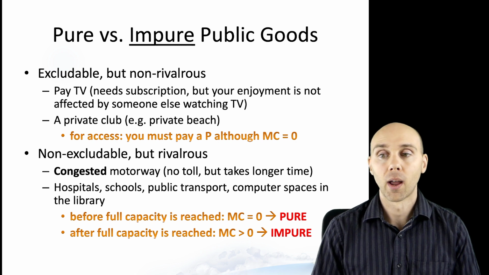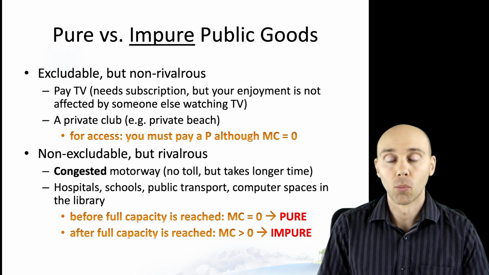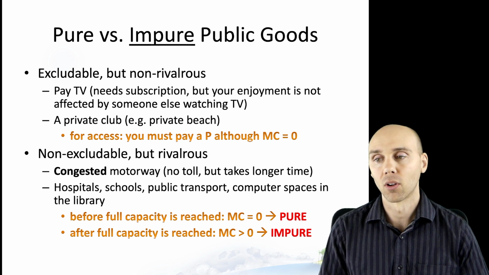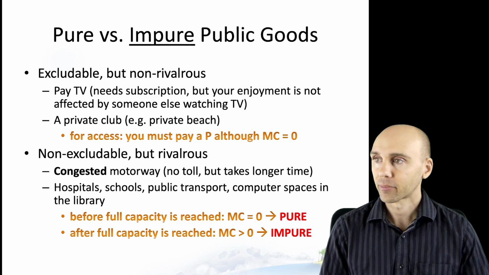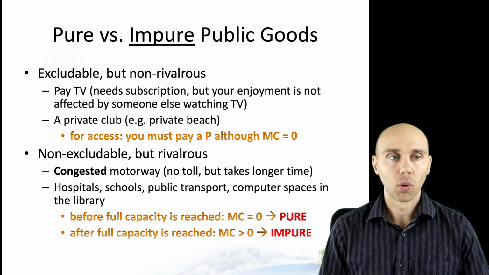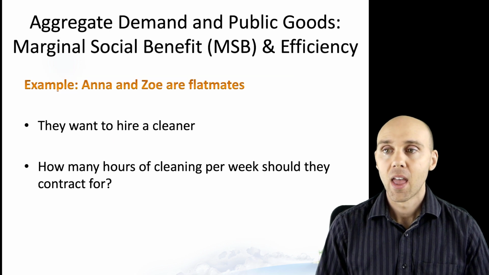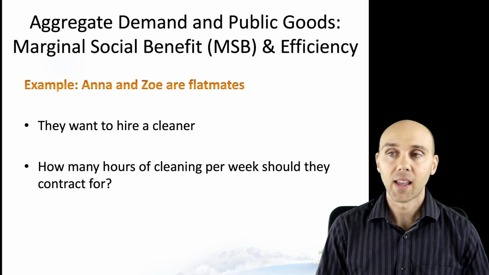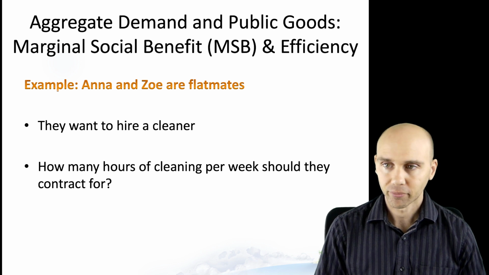And the same goes for a highway where there's no congestion. Adding one more car doesn't really matter. The marginal cost is essentially zero until you reach those sort of traffic jams. So let's see how this works in the context of our supply and demand models, and we'll see how these public goods relate to marginal social benefits, externalities, and efficiencies.